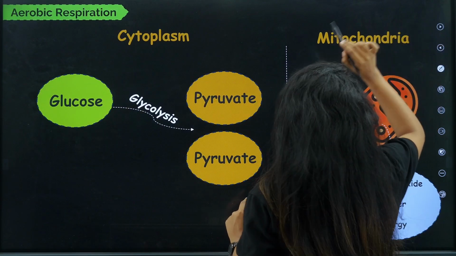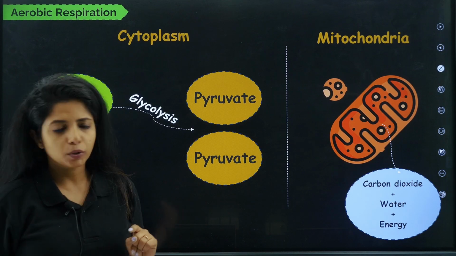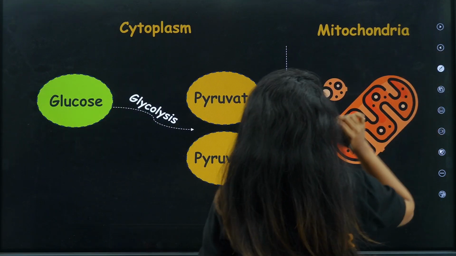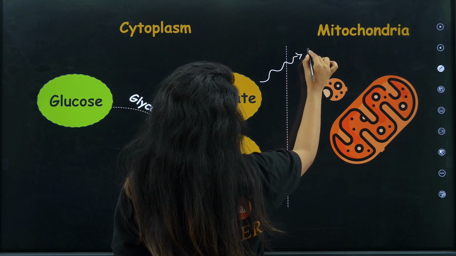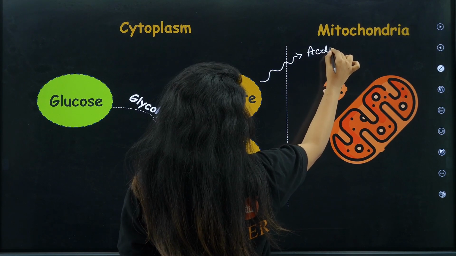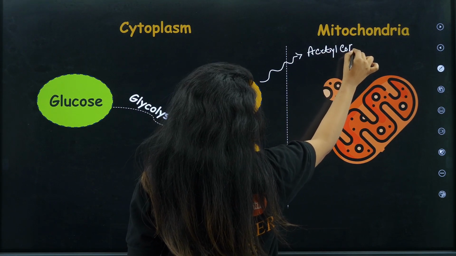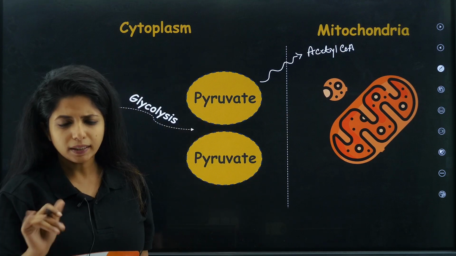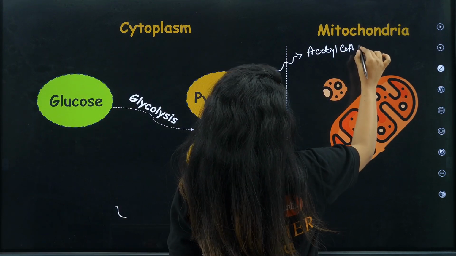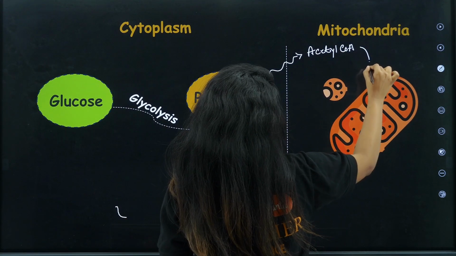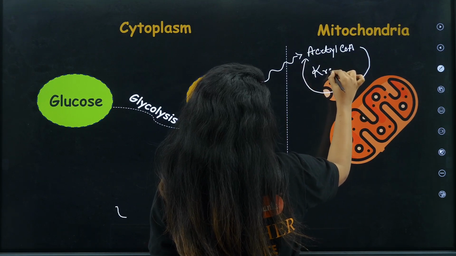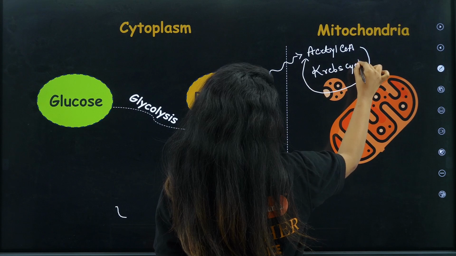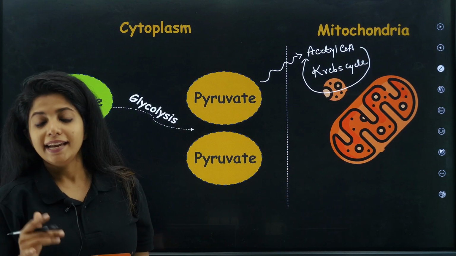What happens in the mitochondria? For that we have to go to the next slide. Over here, let's have some suspense first. So over here, this pyruvate gets converted to something that is known as acetyl-CoA. This acetyl-CoA gets into a cycle of reaction which is very famously known as Krebs cycle. What is it known as, children? It is known as Krebs cycle.